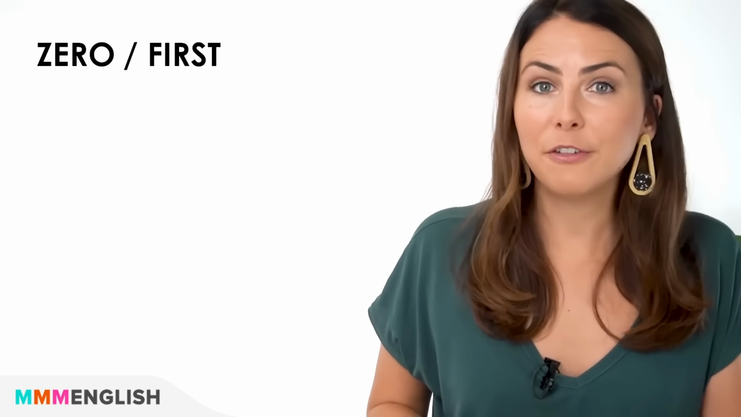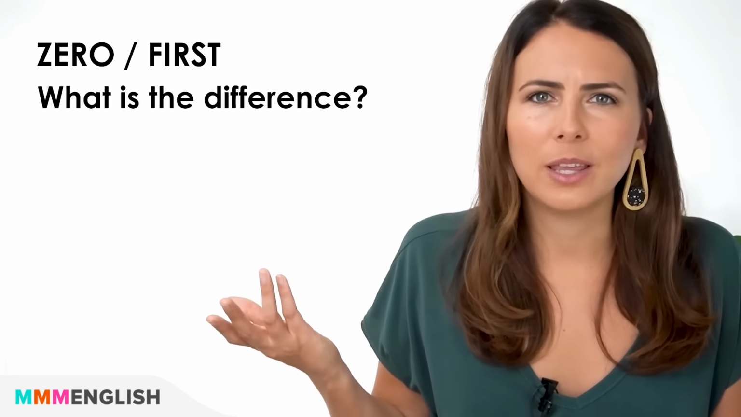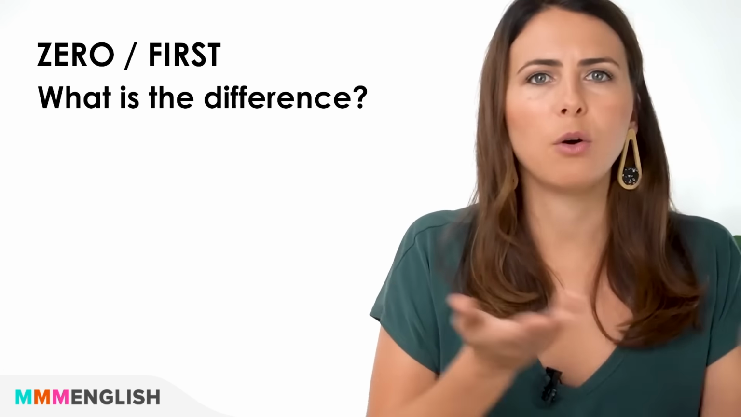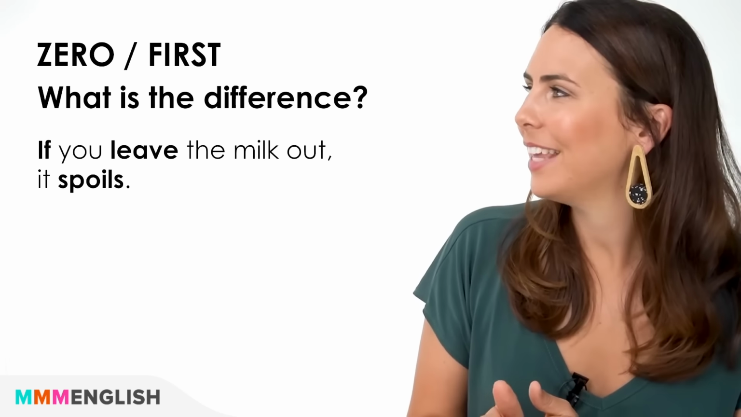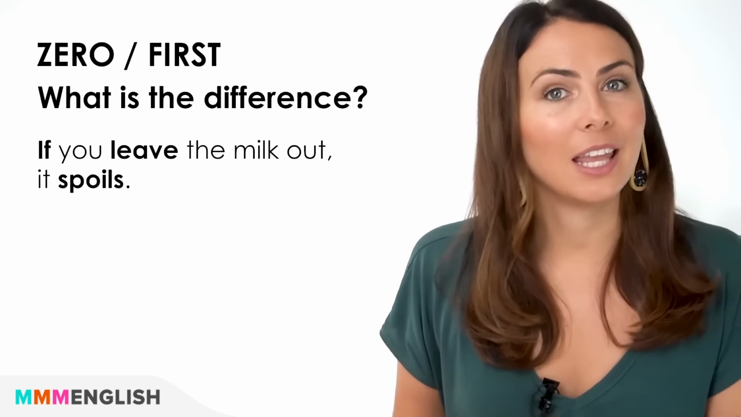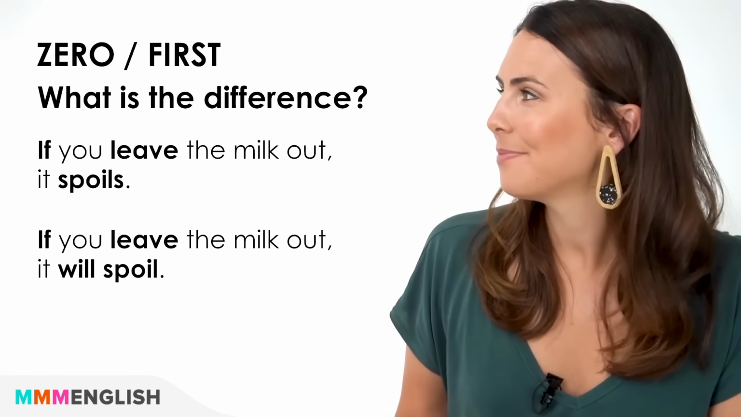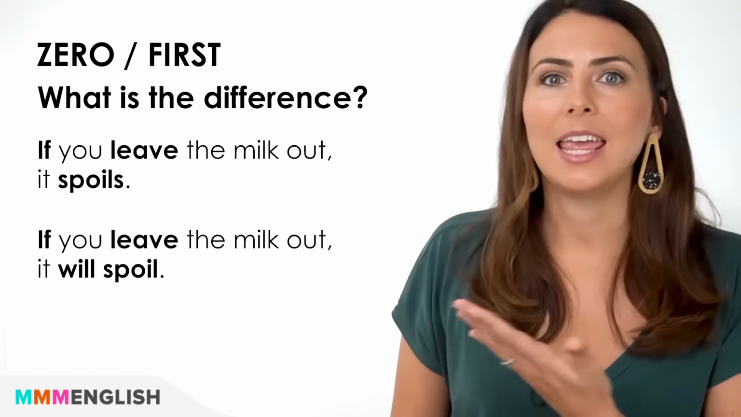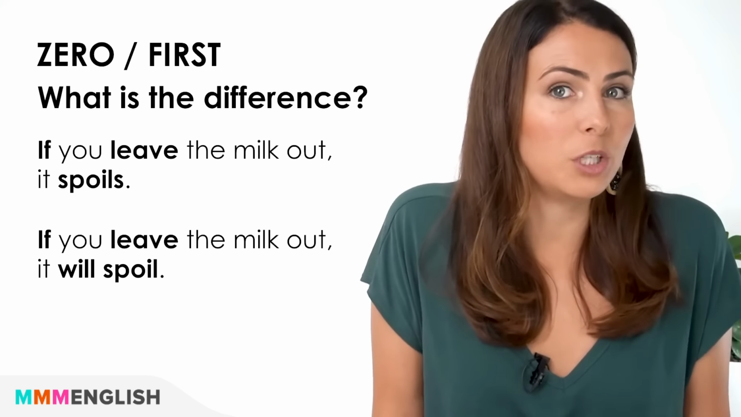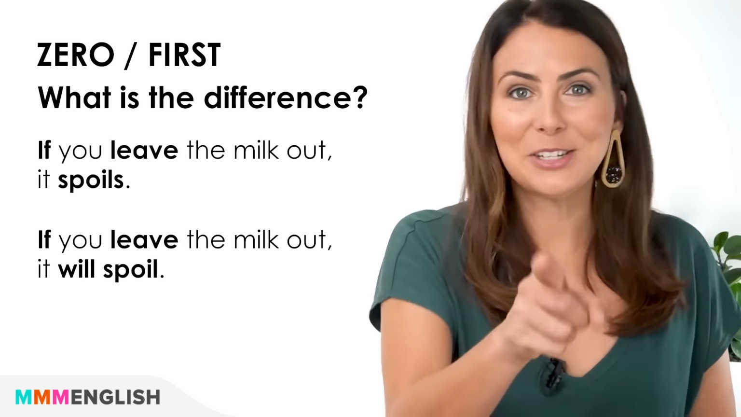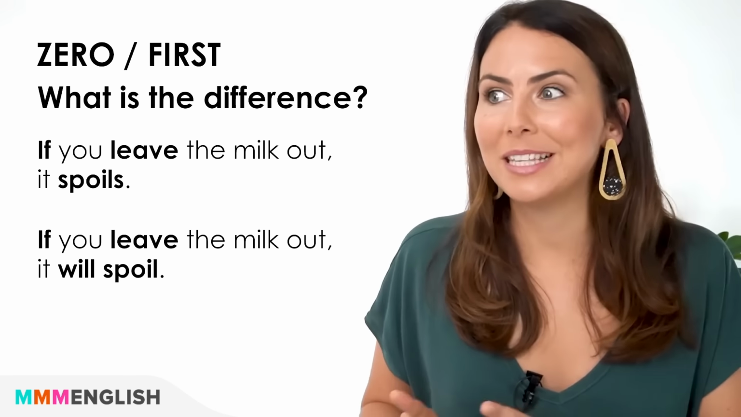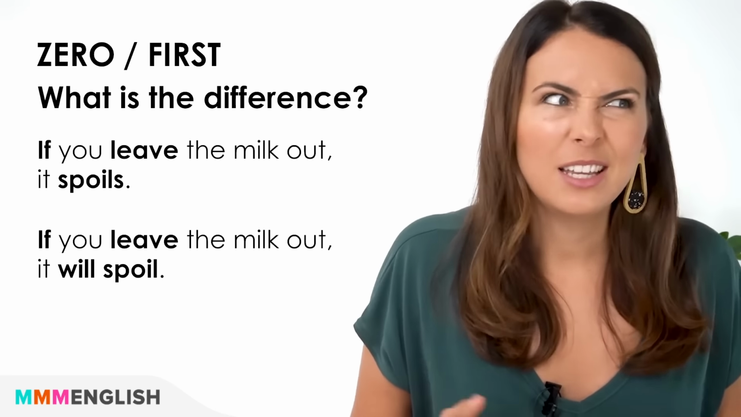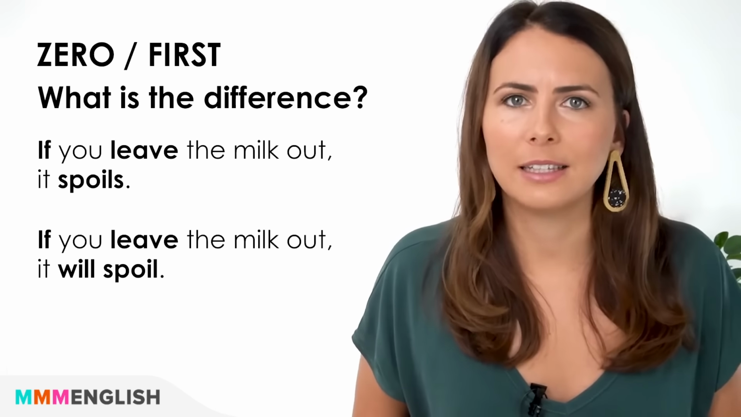So we talked about the zero conditional, we've talked about the first conditional, but what's the difference between them? And why would you choose one over the other? Let's take a look. If you leave the milk out, it spoils. If you leave the milk out, it will spoil. Which one's correct? It's a trick question. They're both correct. They're both possible. But choosing to use the zero or the first conditional does change the meaning of the sentence a little.